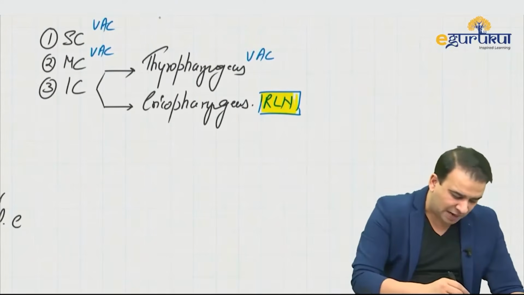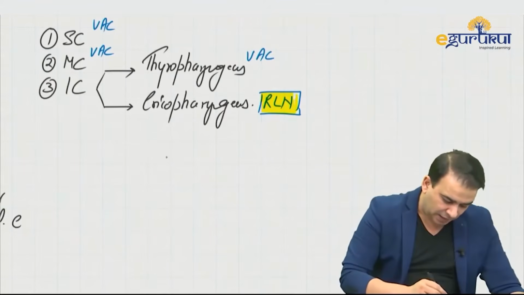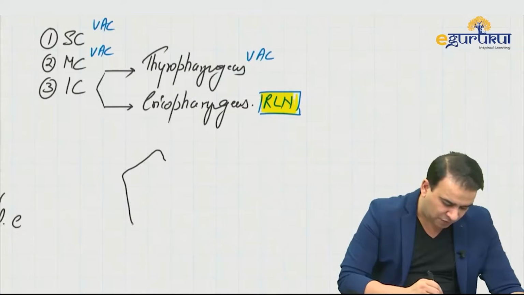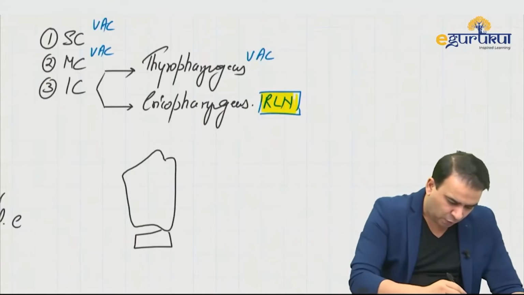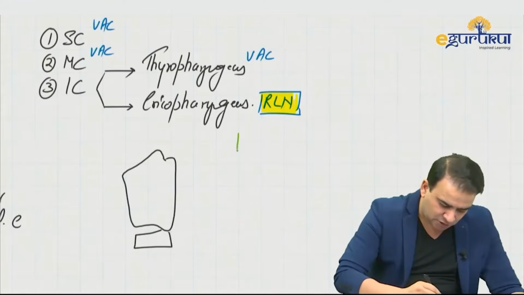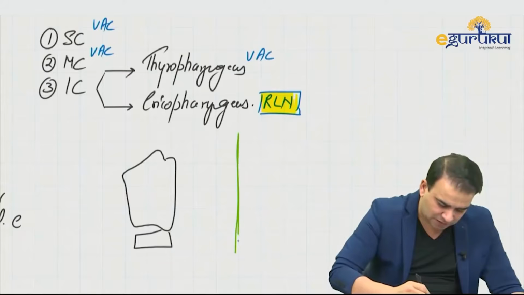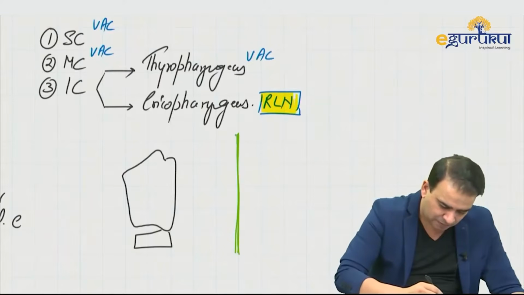Telling you a bit more about the thyro and the cricopharyngeus. See, the thyro and the cricopharyngeus both are part of the inferior constrictor. So let us once again say this is the thyroid cartilage, and here we have the cricoid. What we already know is that the common insertion for all the circular muscles is this raphe, that is the pharyngeal raphe.